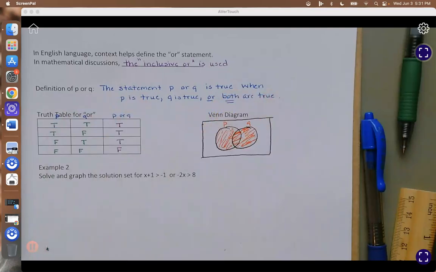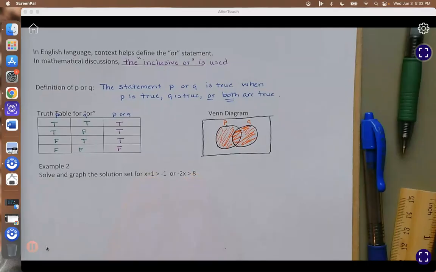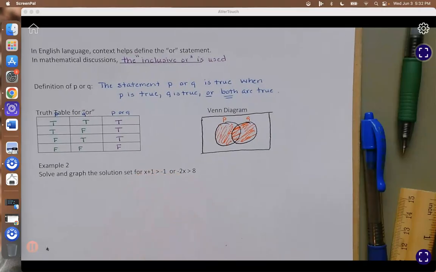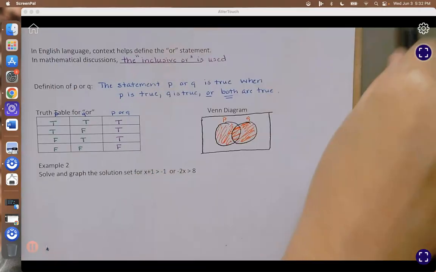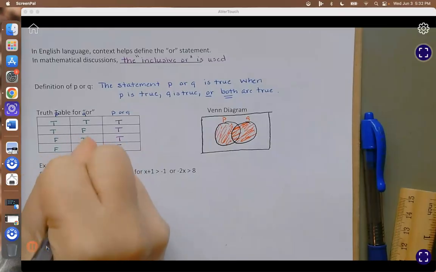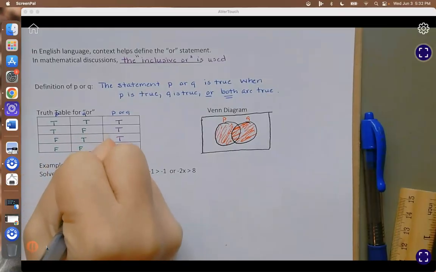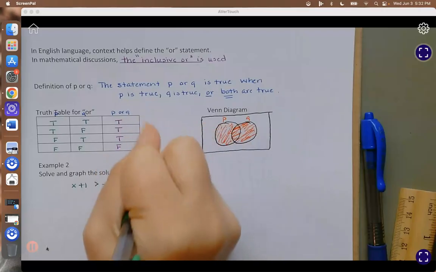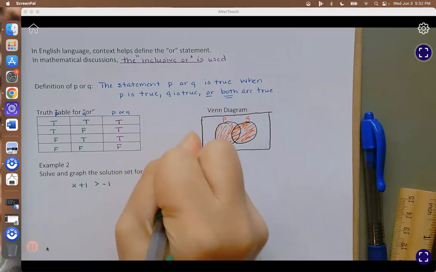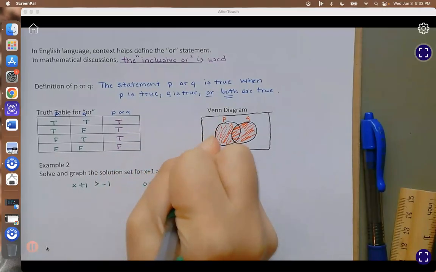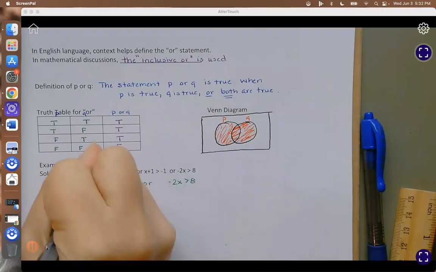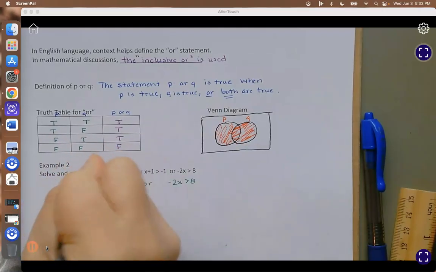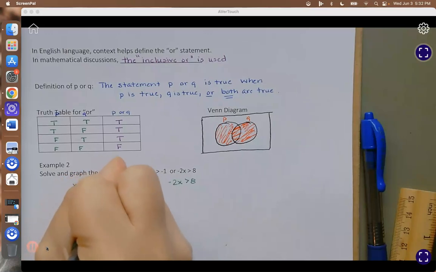All right, example 2. Let's do this one. So we're going to solve and graph the solution for this, because with or, you'll have two different statements. Okay, so we're going to do x plus 1 is greater than negative 1, or negative 2x is greater than 8. So remember over here, you're going to minus the 1. So this is x is greater than -2.